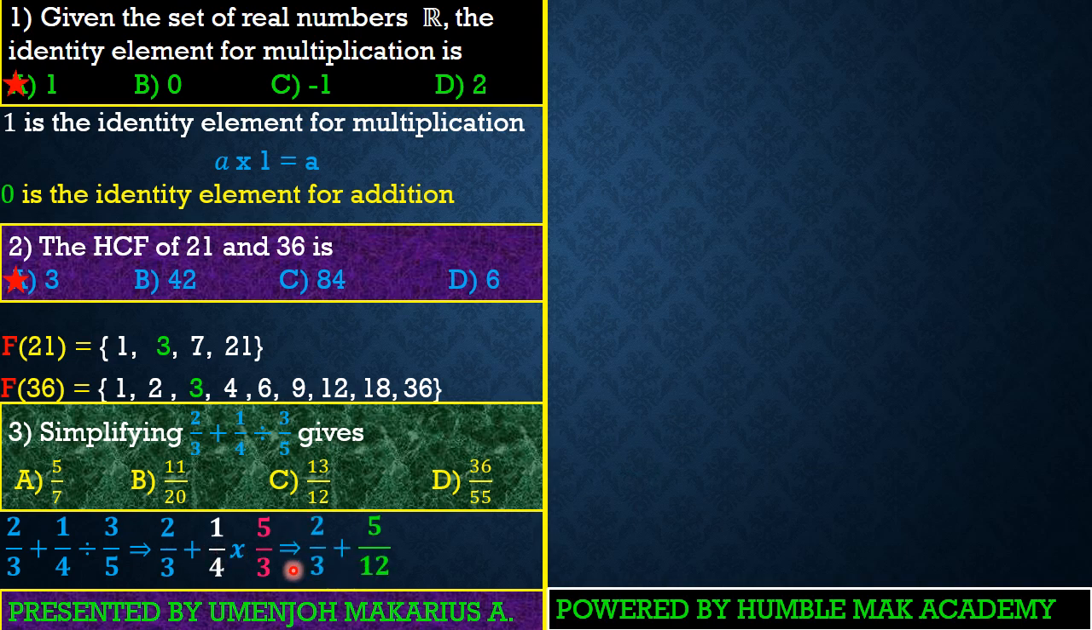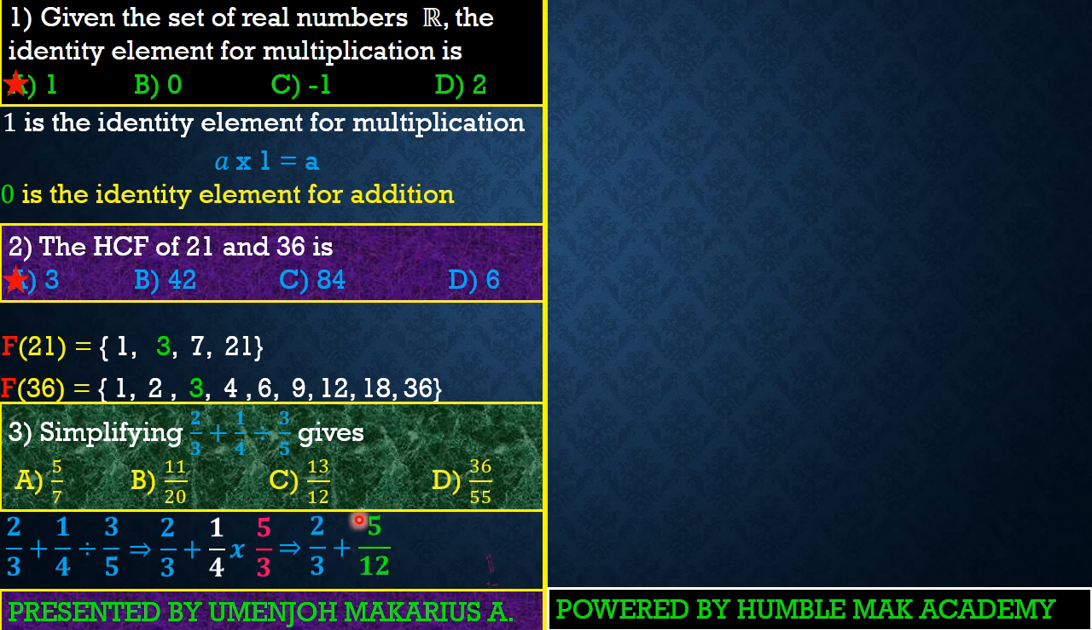If we do that, we still have our 2 over 3 plus 1 times 5 is 5, 3 times 4 is 12. So we have 2 over 3 plus 5 over 12. If you solve this, guys, by simply taking the LCM of 3 and 12, which is 12, dividing 12 by 3 gives us 4, 4 times 2 is 8. Dividing 12 by 12 gives us 1, 1 times 5 is 5.